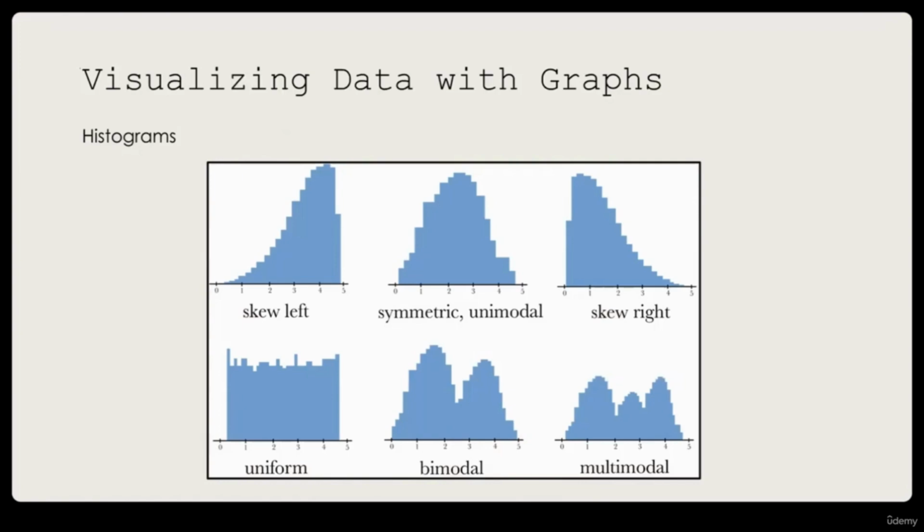Additionally, you can detect outliers. Unusual bars that are far away from the main distribution might indicate an outlier that needs more investigation or special treatment. Now, we can think about understanding the range of values. You can quickly see the minimum and maximum values and where most of the data points are concentrated.